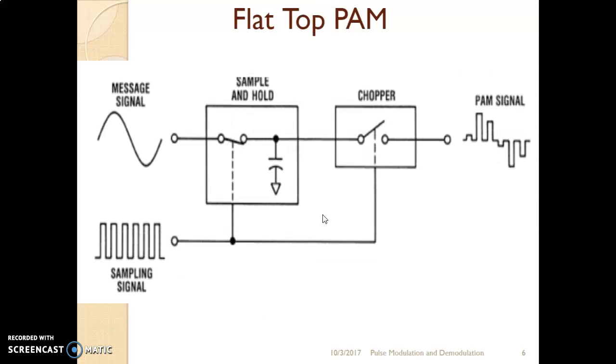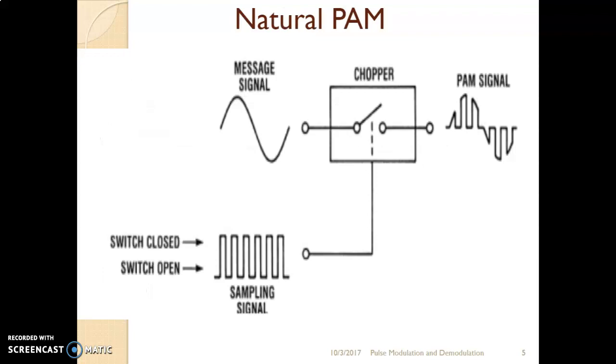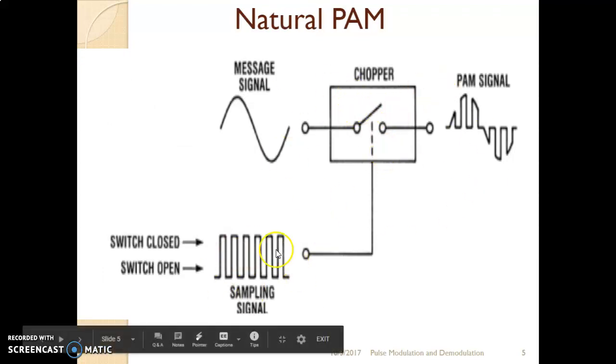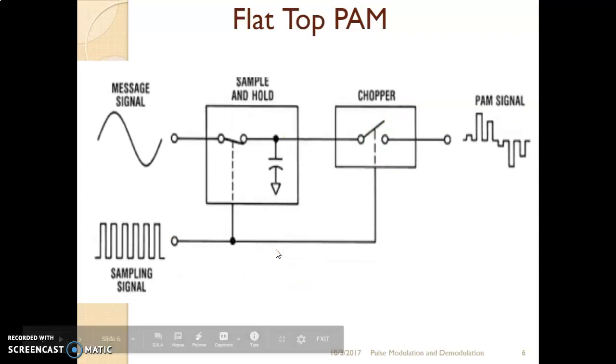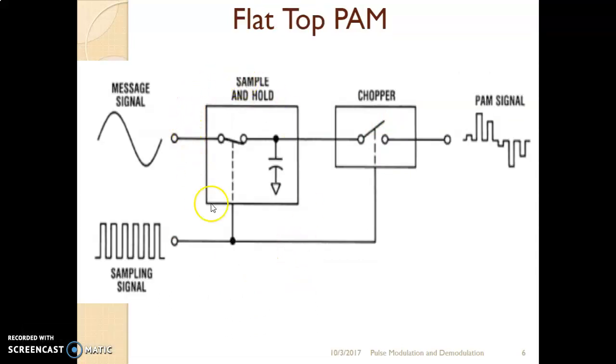The second type of PAM signal is called flat top PAM. Now in the flat top PAM, only one block is appended apart from the natural. In natural sampling you have only a chopper, and its speed will be controlled by a sampling signal. In the flat top PAM, you have one more block, a sample and hold, which will be connected here and appended here.